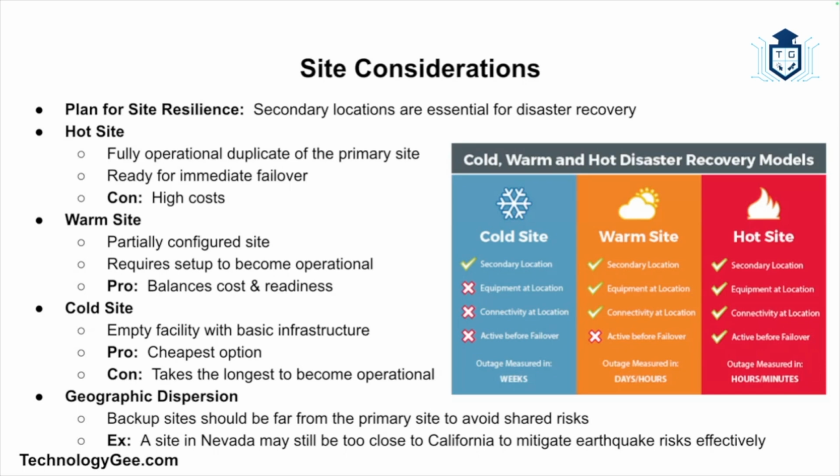Then we have what is called a cold site. This is an empty facility with basic infrastructure. It's the cheapest option, but requires the most time to get running. And then we have what is called geographic dispersion. To mitigate the risks of natural disasters, you want to ensure your backup sites are geographically distant from your primary site. For example, if your primary site is in California, a backup site in Nevada might not be far enough to avoid an earthquake's impact.